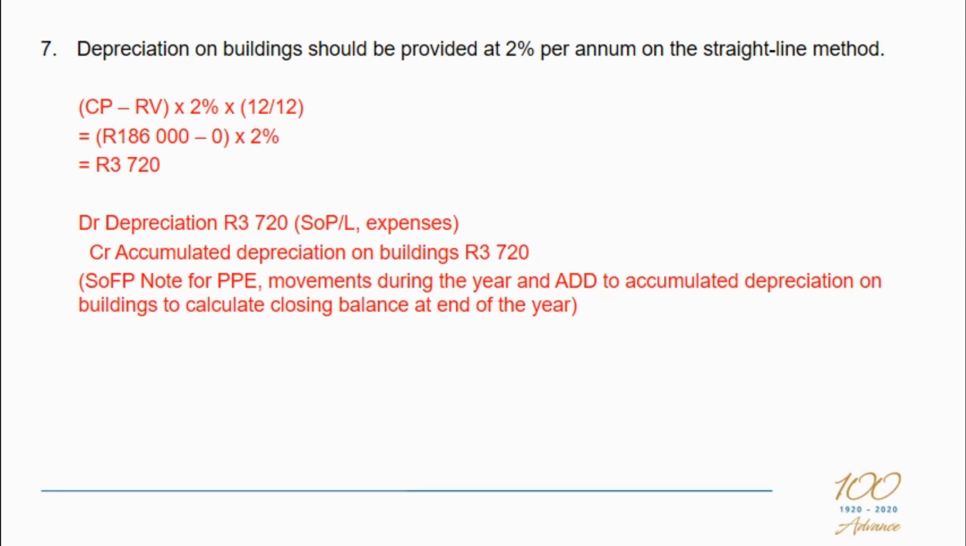Depreciation will be treated as an expense. Therefore, in the statement of profit or loss, we will have depreciation, at this stage 3,720 Rand, and the negative asset accumulated depreciation on buildings will be credited. That will affect my statement of financial position, specifically the note for property, plant and equipment. In the note for property, plant and equipment, this depreciation will form part of the movements during the year, but the 3,720 Rand will also be added to the accumulated depreciation that was given to us at the beginning of the year, so that we can calculate the accumulated depreciation on buildings at the end of the year.